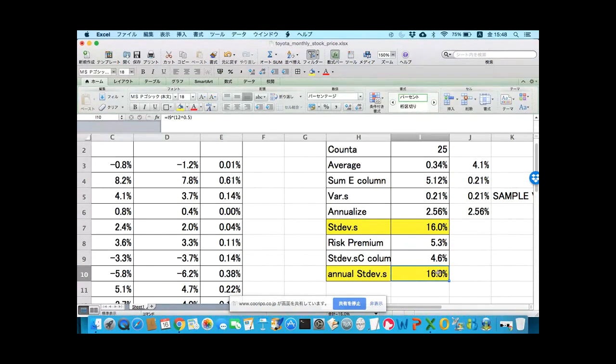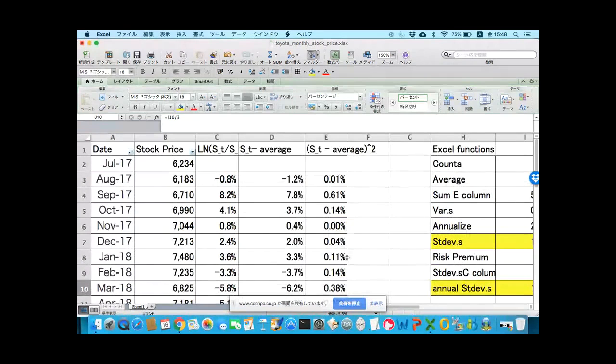So the risk premium by this calculation is also 5.3, because the annual standard deviation times 1/3, or divided by 3, would be the risk premium of this stock, 5.3%. So this is the homework for stock valuation number 6, risk premium.